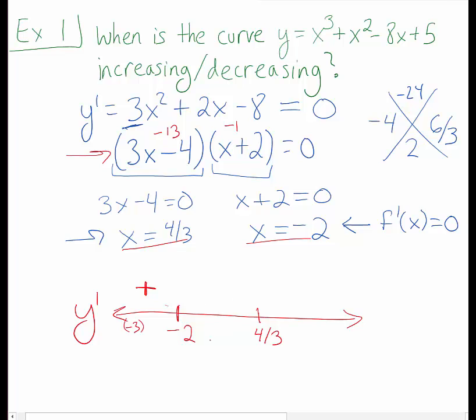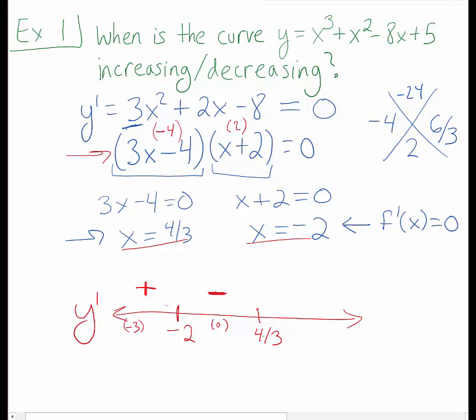Now I'm going to plug in a number in this range. I'm going to plug in 0. When I plug in 0 here, we get negative 4, right? 3 times 0 minus 4 is negative 4, times 0 plus 2 is 2. Negative 4 times 2 is a negative number, negative 8. Again, I don't care that it's negative 8, I just care that it's negative.